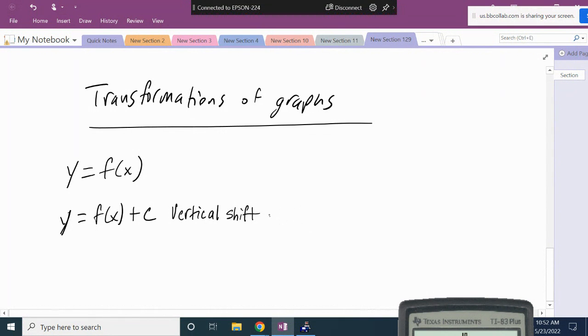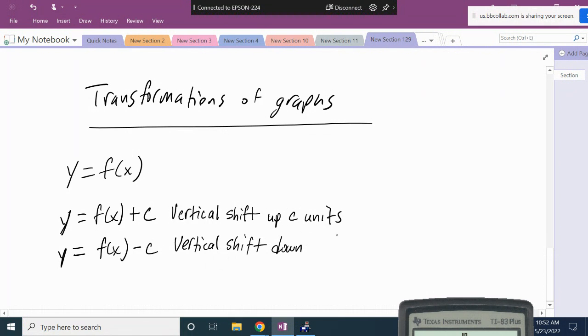Also, just to be clear on this, this is a vertical shift up c units. And we're actually going to take a look at a function, as well as some shifts. y equal to f of x minus c is a vertical shift down c units.